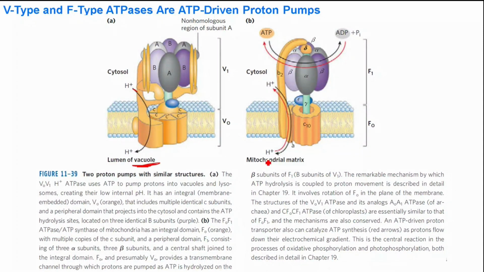And you can see the F-type ATPase. This is the F0 domain. This is the F1 domain, and this is again utilizing the ATP to pump the protons from the cytosol inside the mitochondrial matrix. So this is V-type and this is P-type ATPase. This is again pumping. So this is very interesting.